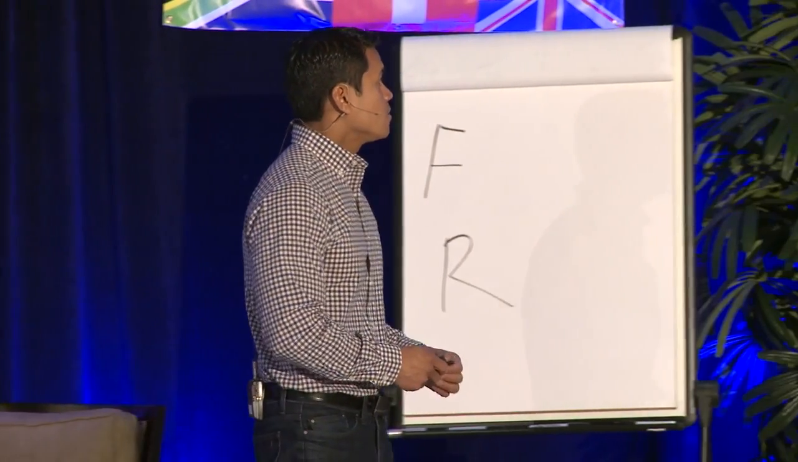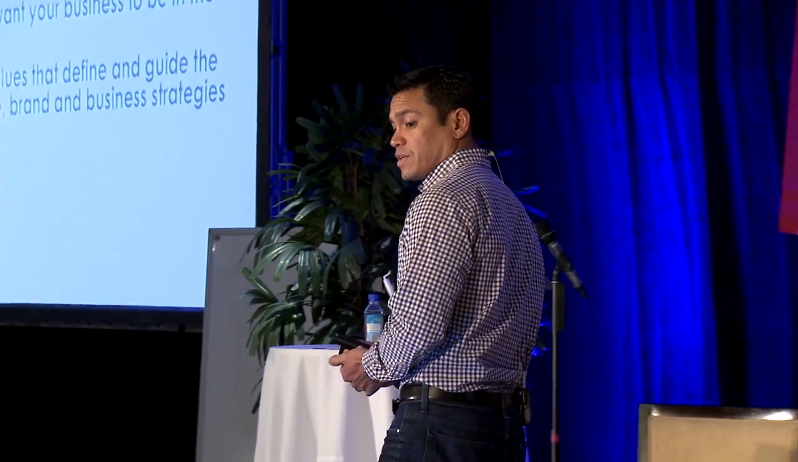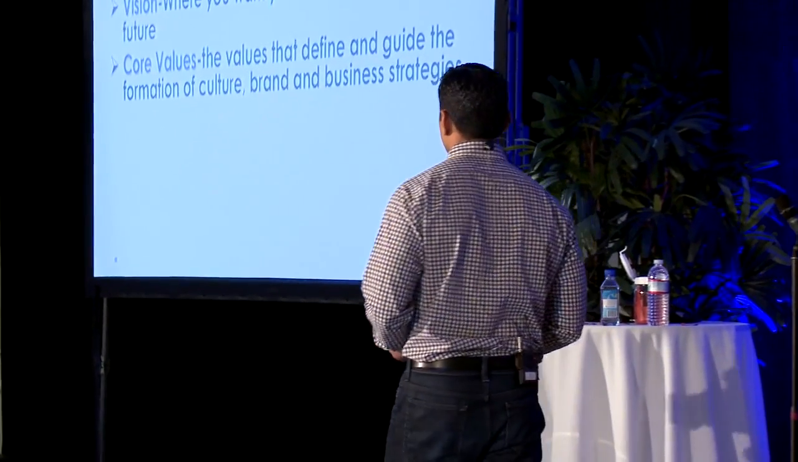But mission. Your mission statement is your purpose and primary objective for your business. The vision is where you want the business to be in a certain period of time: 12 months, 3 years, 5 years, 10 years. What do you want to be known for in that amount of time? What exactly do you want your business to look like in that amount of time? Your core values. Again, we've heard all this stuff this weekend. Really important stuff. The values that define and guide the formation of culture, brand, and business strategies of your business.